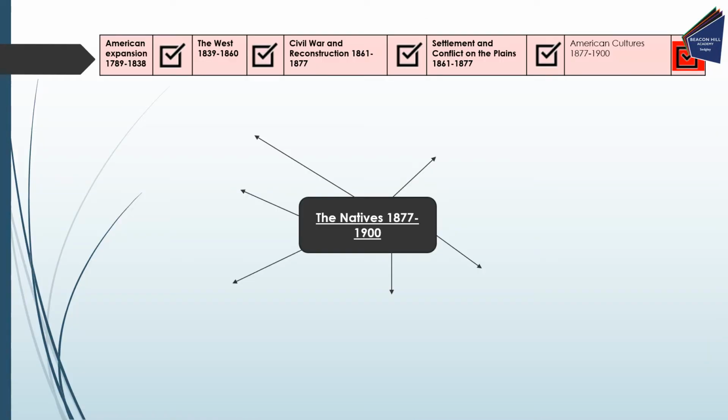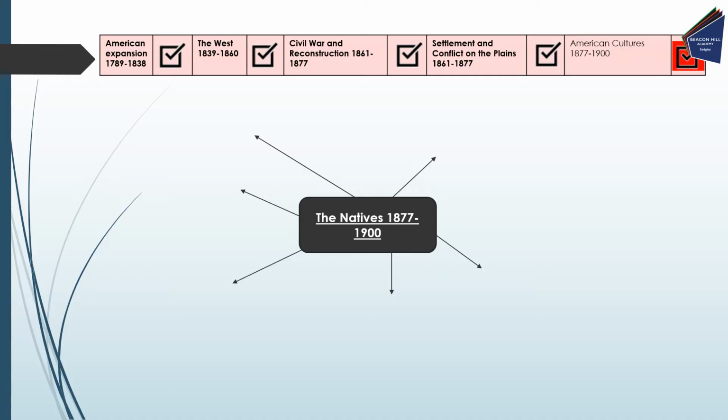Why dates are so important. If you were asked a question on natives and the time period was 1877 to 1900, it's really important that you are not using evidence from previous time periods. We know lots about nomadic tribes that have been mentioned in previous themes, so it's really important now that you look at the evidence that's applicable for our last time period.